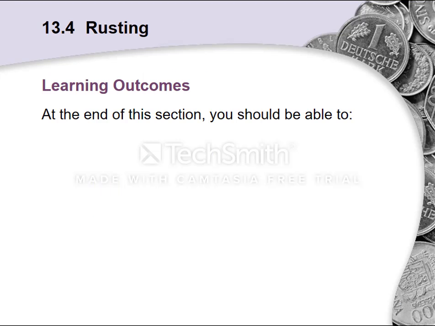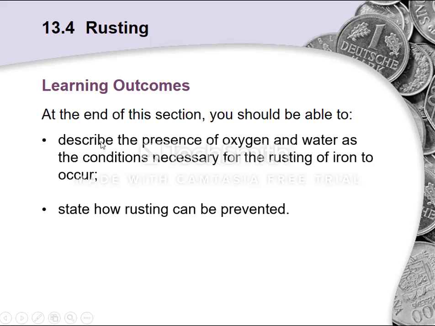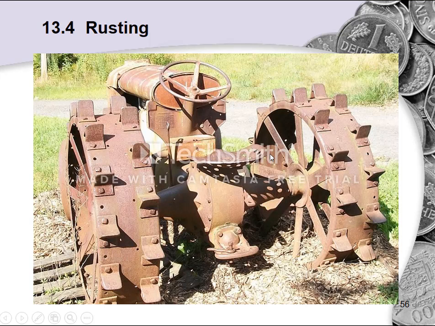Now next we'll cover rusting. You should be able to describe the presence of oxygen and water as the conditions necessary for the rusting of iron. Oxygen and water are always needed, both at the same time, in order for rust to occur. Rusting is actually an oxidation process, where iron oxidizes to form iron trioxide. And of course, take note of how rusting can be prevented. Now look at this metallic equipment here. This is probably a farm equipment that is turning brown, and this brown most likely is due to the rust that's formed, not because of rough painting. So you can see that all metal objects actually rust when they're left in the open.